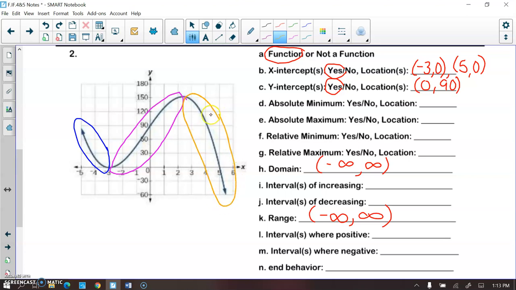So we're going to start with the blue section, start with the leftmost point, and my pencil is going down. So this is an interval of decreasing. Reporting the leftmost point in that blue section, since it has an arrow, that means it's trending towards the negative infinity sign on my x-axis. So it starts at negative infinity and goes to the rightmost x value in that blue section, which is negative 3.